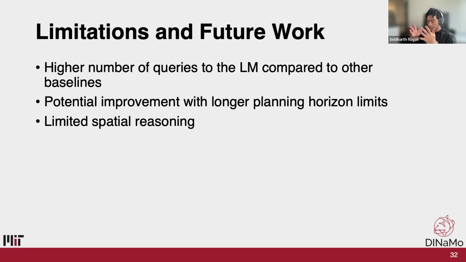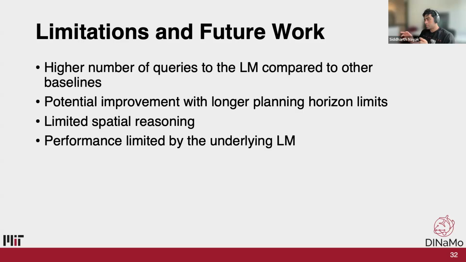It has limited spatial reasoning. All that the language models get as input is the image, the 2D image, and it's supposed to infer how far things are from its point of view, and it doesn't do very well at that. So injecting some sort of 3D information might help. Also, the performance is limited by the underlying language model, so there is a need for fine tuning these language models by creating data sets and giving specialized data for fine tuning them.